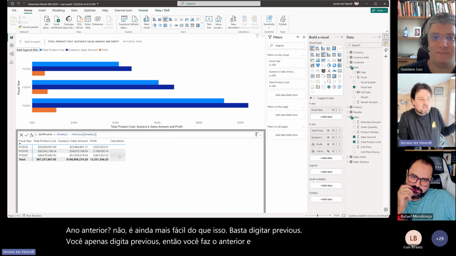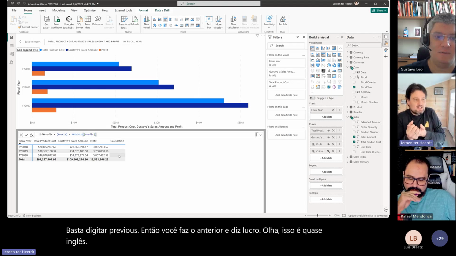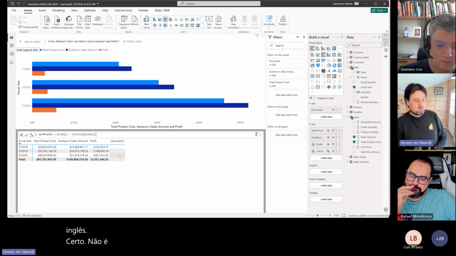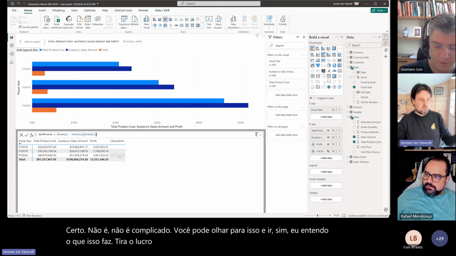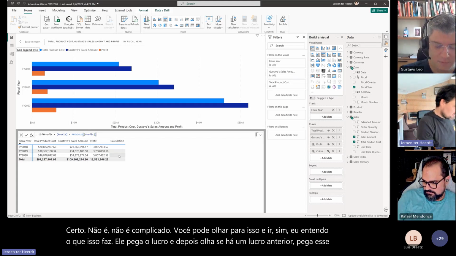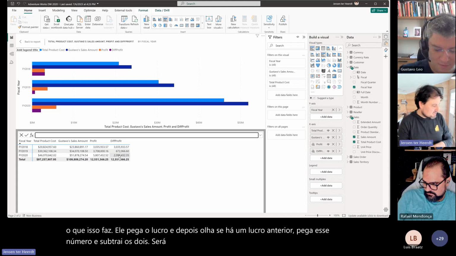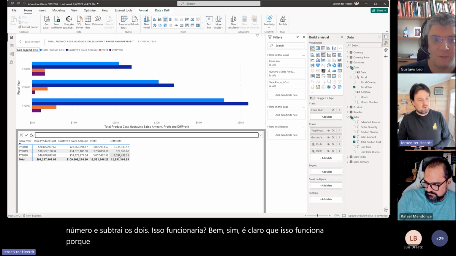Look, this is almost English. Right? It's not complicated. You can look at this and go, yeah, I understand what this does. It takes the profit and then looks if there's a previous profit, takes that number and subtracts the two. Would this work? Well, yeah, of course this works because I made it. Look, now I have the difference in profit over the years.